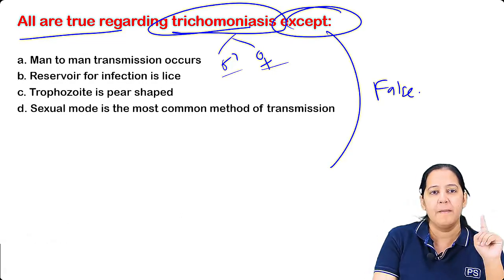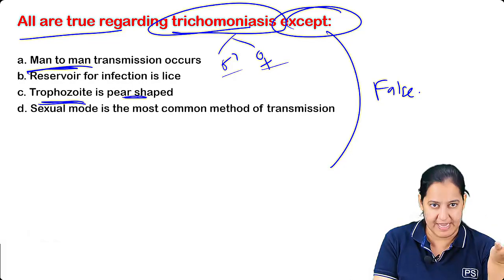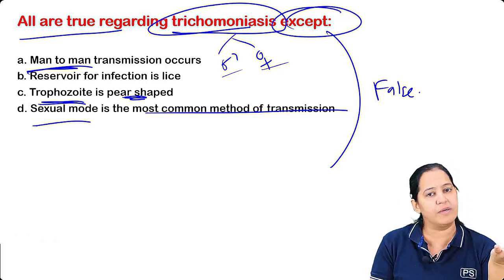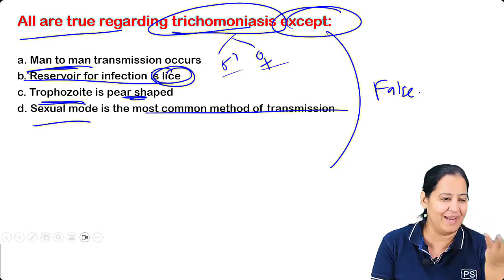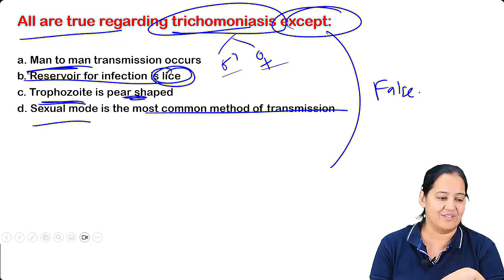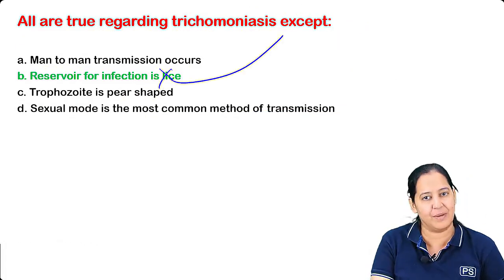Man-to-man transmission, obviously, it's sexual intercourse. Trophozoite is pear-shaped, yes. Sexual intercourse is the most common, yes. But reservoir is lice? No. Where did lice come from here? Nothing to do with it. Lice is not a vector. So lice is incorrect. The incorrect statement among them is B. That's why this is our answer.